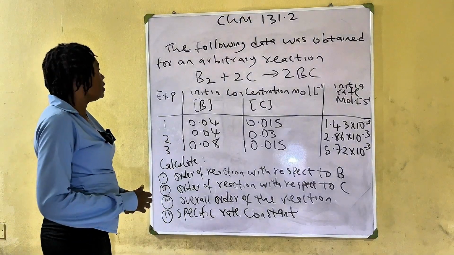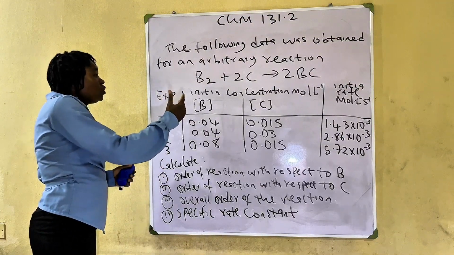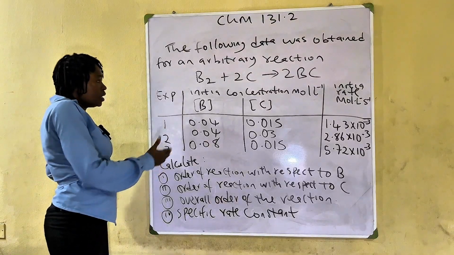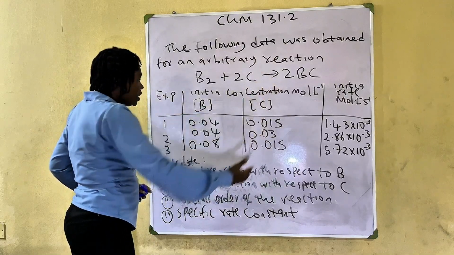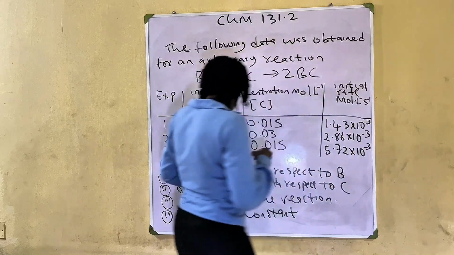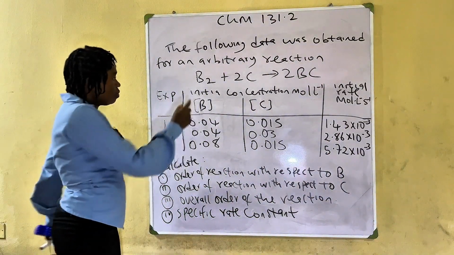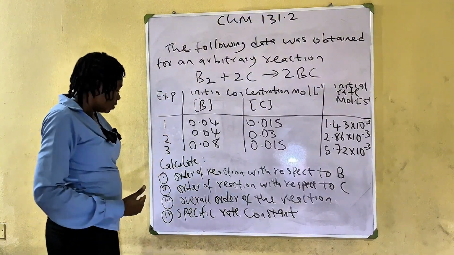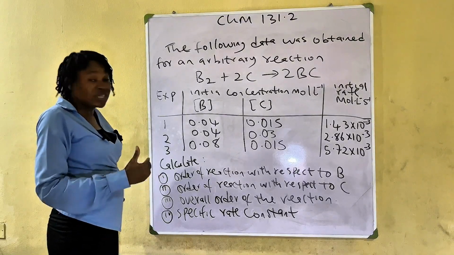So let's look at this exercise. The following data was obtained for an arbitrary reaction, B2 plus 2C to give 2BC. So this is experiment 1, 2, 3. This is the initial concentration for B and C. This is the initial rate. We are asked to calculate: number 1, the order of reaction with respect to B; number 2, the order of reaction with respect to C; number 3, the overall order of the reaction; number 4, calculate the specific rate constant.